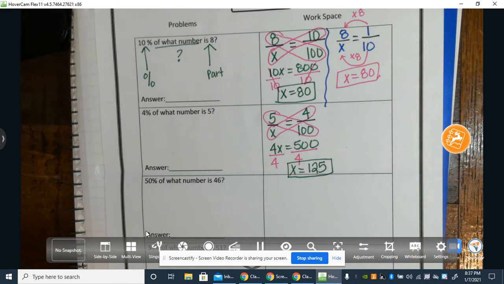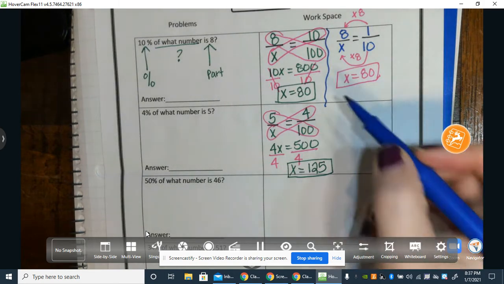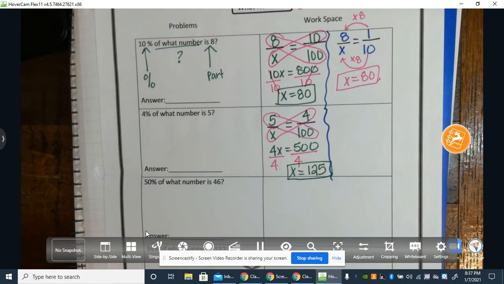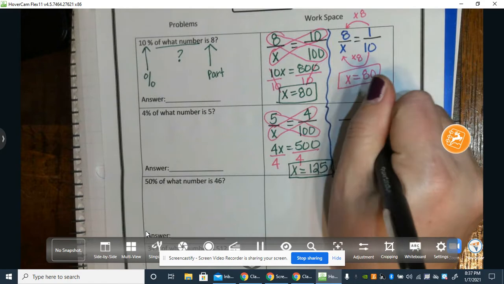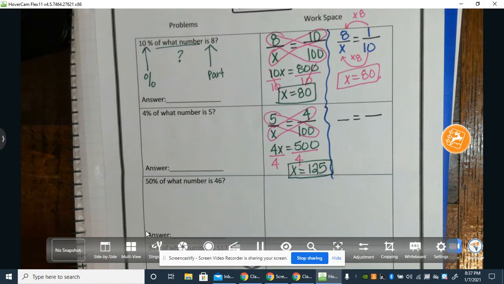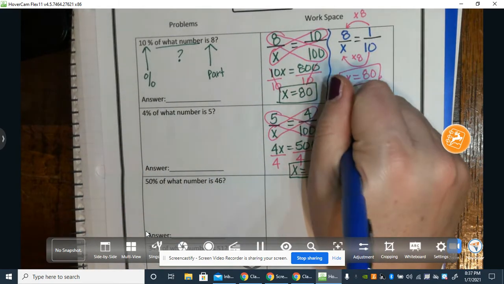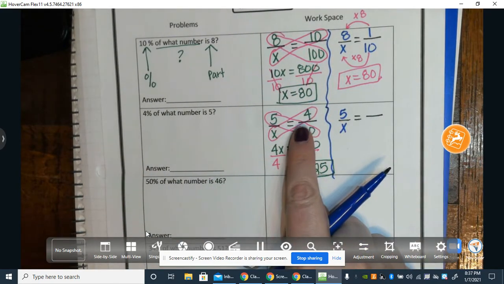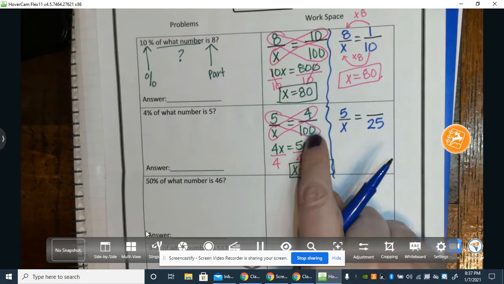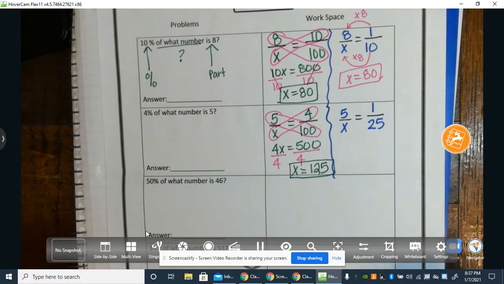Okay? If I look closely, I could have reduced that fraction. So let's see if I reduced it and was able to get the same answer. So again, I'm setting it up exactly the way I have it over here. So 5 over x, and then I'm going to simplify this. So I know 4 can go into 100 25 times. And then that would be 1 over 25.